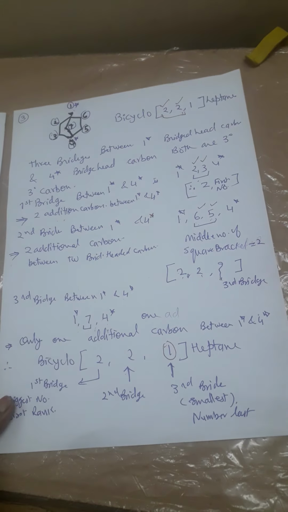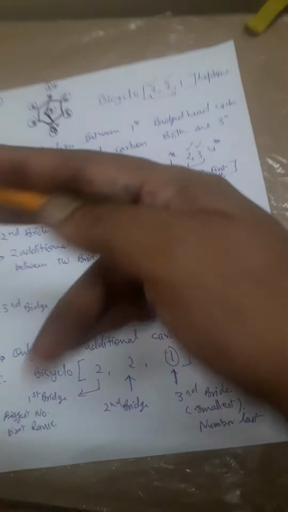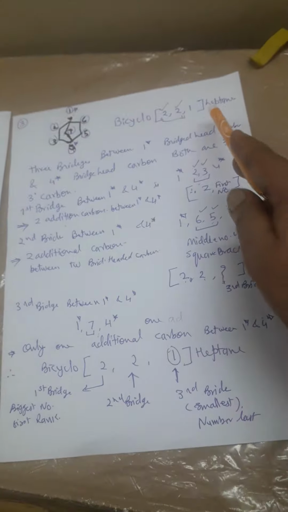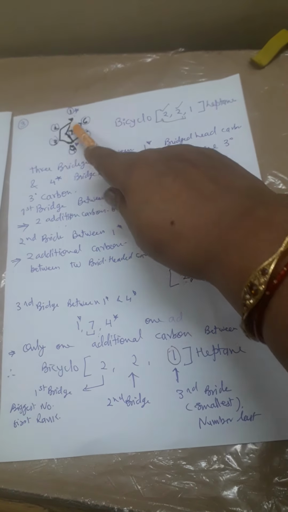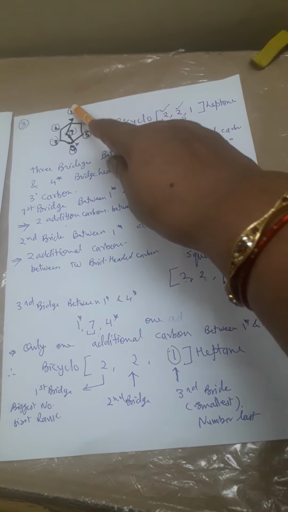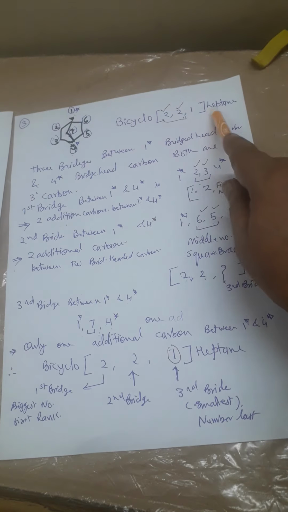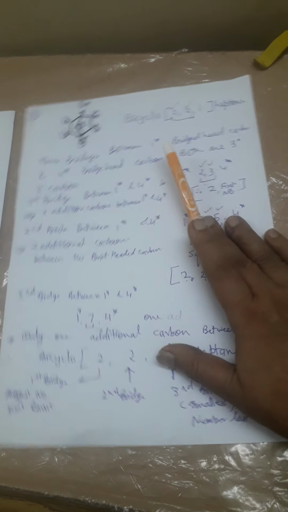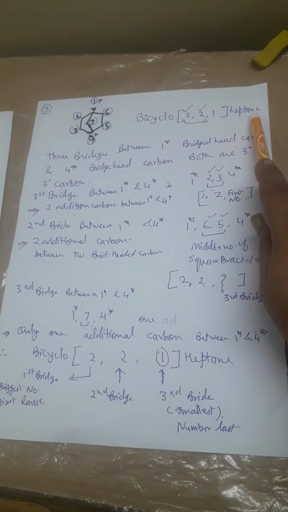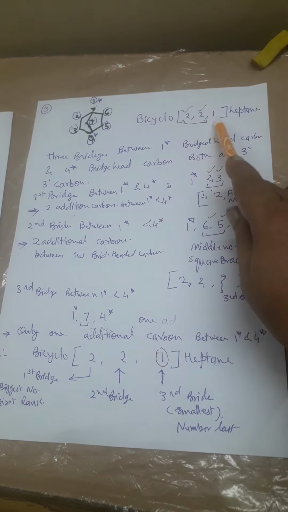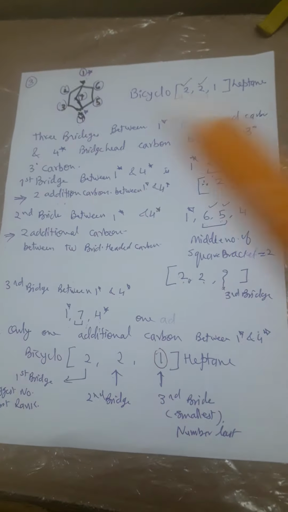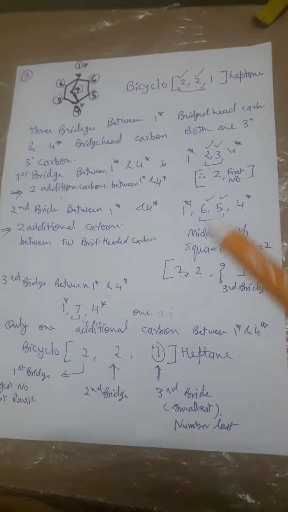Because the first and second bridges are both equal, we can write 2, 2, 1. And why have I written 1? Because in the third bridge between the bridgehead carbons there is only 1 carbon. And the total carbons are 7, so that is why I have written heptane. Okay, so bicyclo 2, 2, 1 heptane. Clear to you? Now we will discuss the other one.